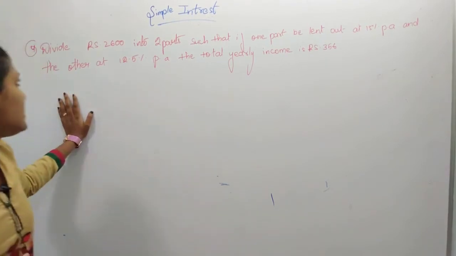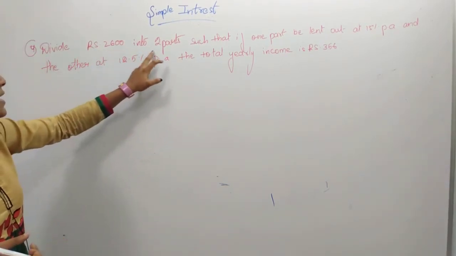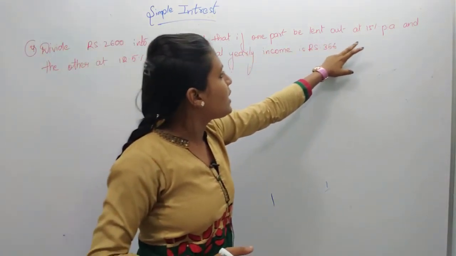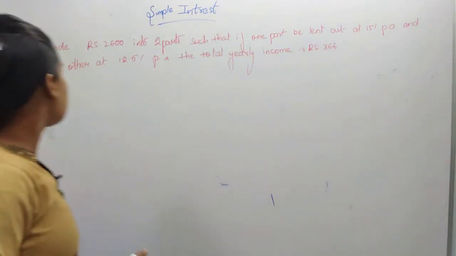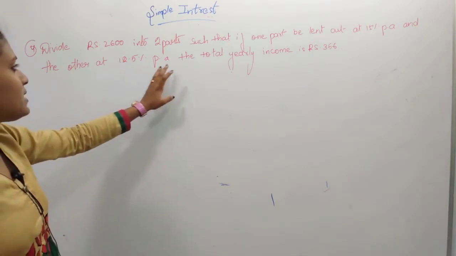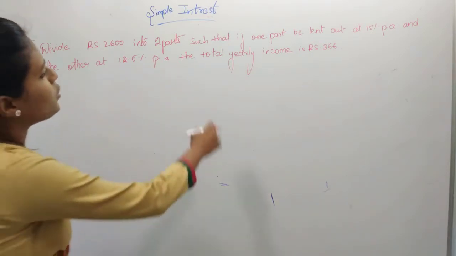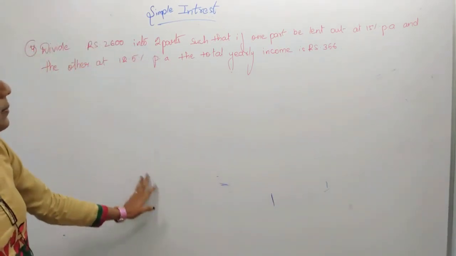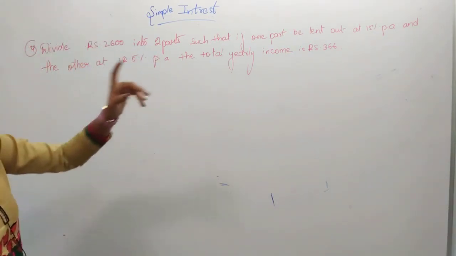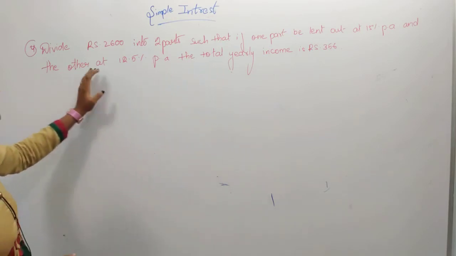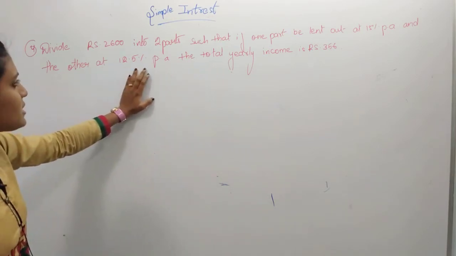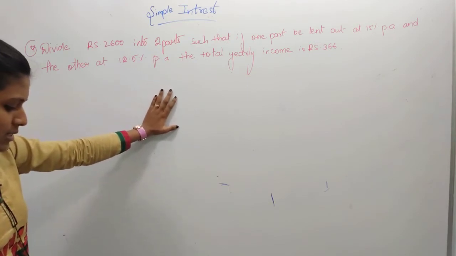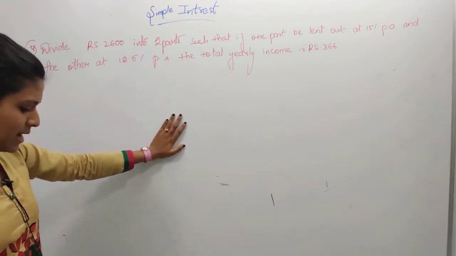The fourth question, what is given: divide rupees 2,600 into two parts such that if one part is lent out at 15% per annum and the second part at 12.5% per annum, the total yearly income is rupees 356. One amount is divided between two. The first part is at 15% per annum and the other part is at 12.5% per annum, and the total yearly income is rupees 356. Then we have to find the first part and the second part.